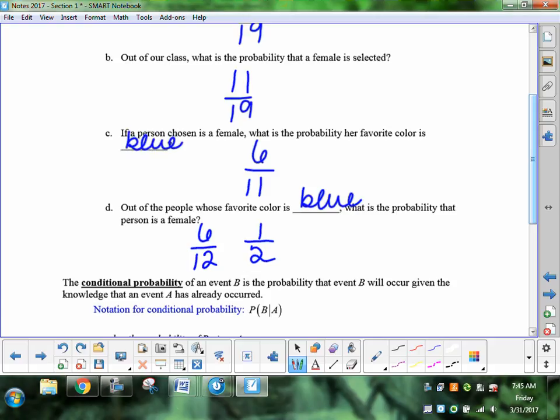Because there are 6, or out of the people whose favorite color is blue, probably they're females. There's 12 total blue people, and 6 out of those 12 blue people are girls.